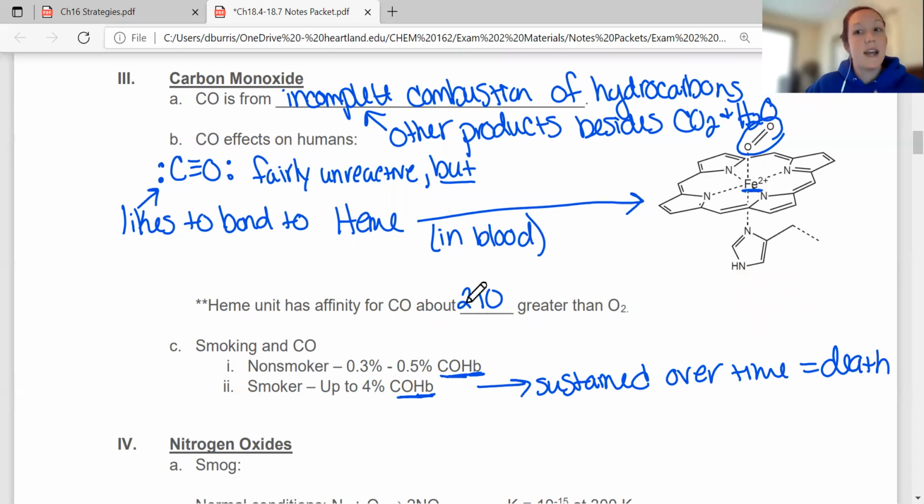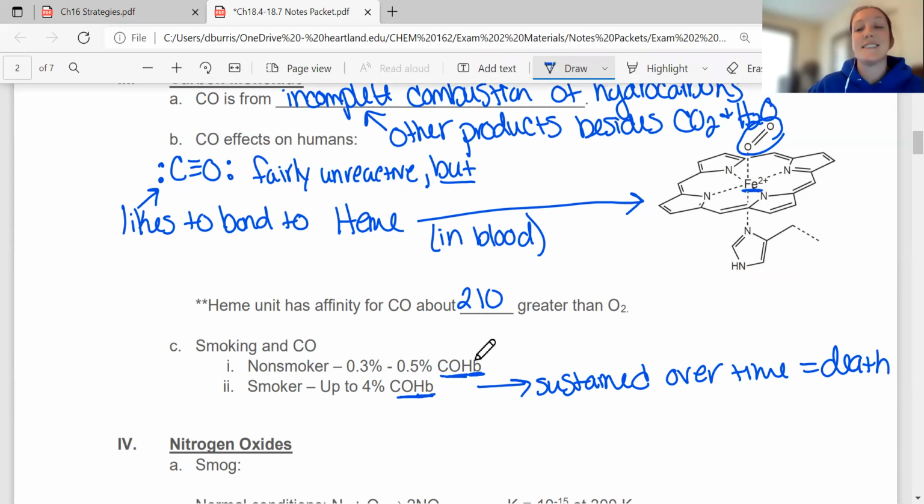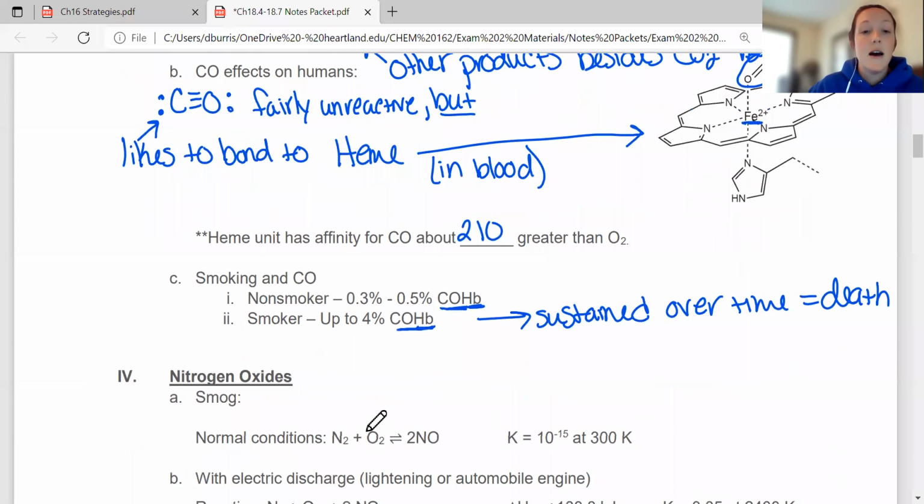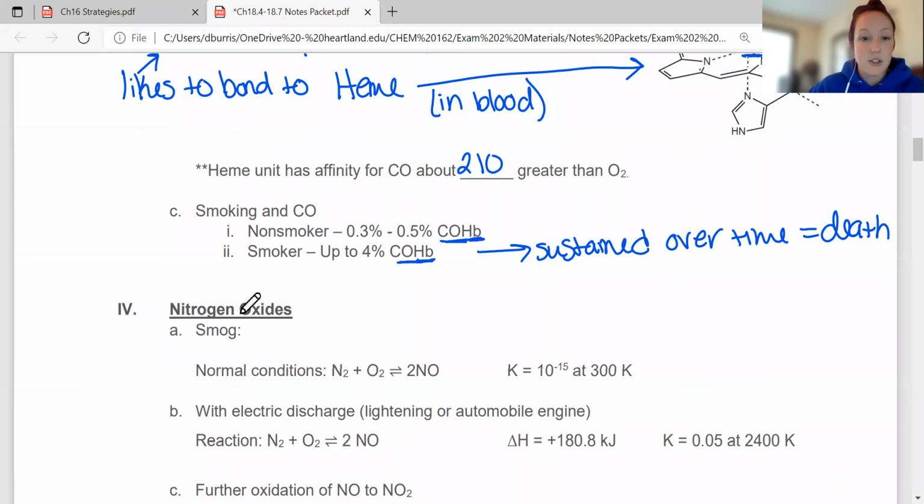We're going to move on to another pollutant in the atmosphere, and that is nitrogen oxides. Notice I didn't say nitrogen monoxide or nitrogen dioxide. There are actually multiple molecules made of nitrogen and oxygen that are pollutants for us, so anything that's a nitrogen and oxygen compound.